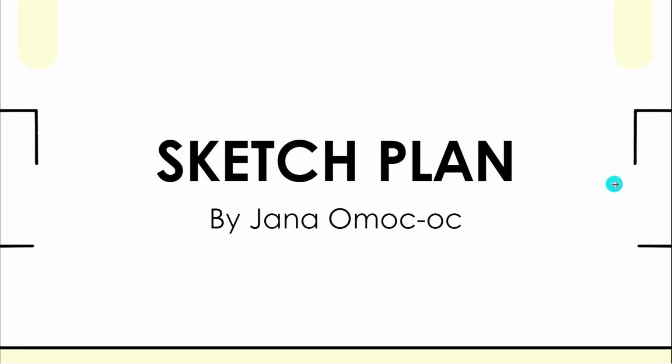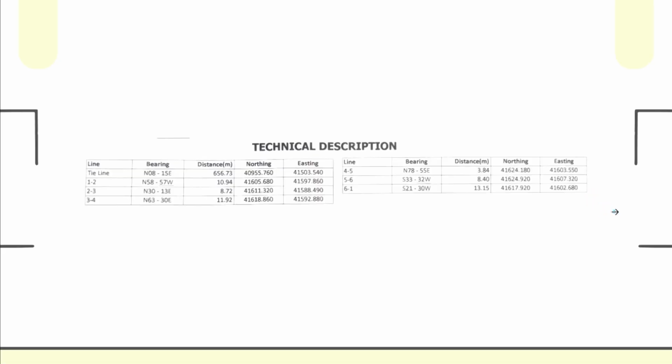This is Jonah, and this is my tutorial video about a sketch plan with the use of the manual boundary plotter from the Excel. This is the technical description of the data that I will input later on. It has its line number from the timeline with its bearing, distance, northing, and easting. It has 6 corners.